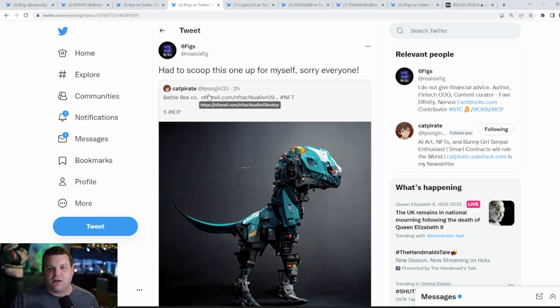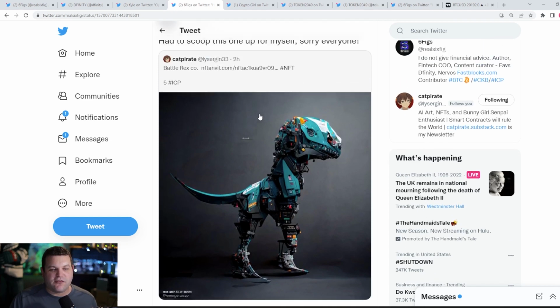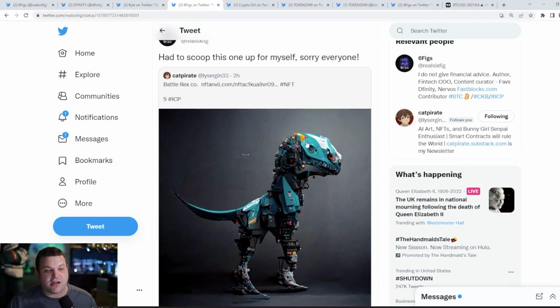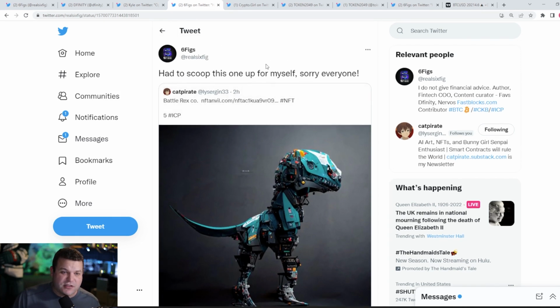Man, Cat Pirate dropped this banger of a tweet, and this is one of these cool, unique NFTs. We're going to be talking about NFT Anvil in a later video. But I just couldn't pass up this tech raptor looking dinosaur robot for 5 ICP. I said, you know what? This is great. So I scooped it up for myself, folks. It's a one-on-one as far as I know.